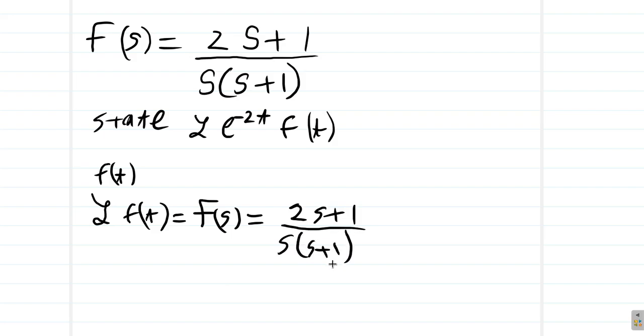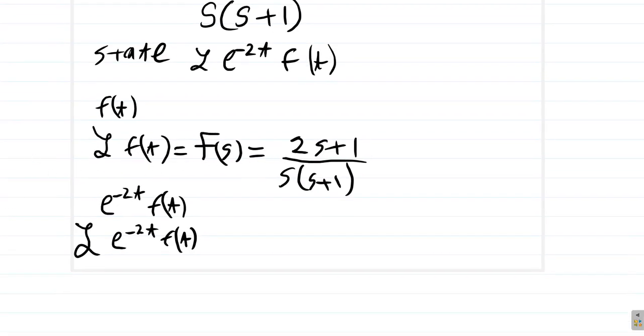+ 1). Okay, good. Now you have e^(-2t) f(t), and you need to find the Laplace transform of e^(-2t) f(t). Okay, good. Now what is that going to be? Notice the only difference between this and this is that this one is multiplied by e^(-2t).